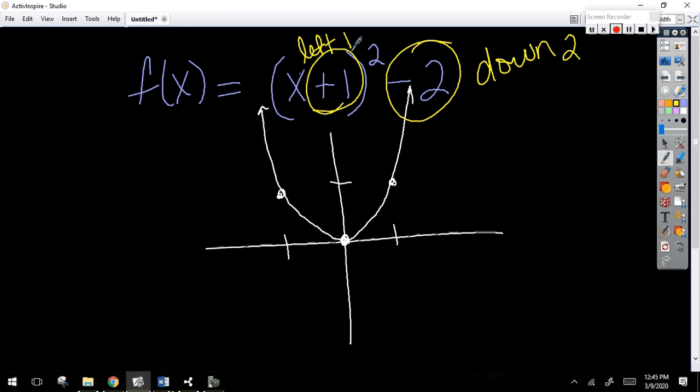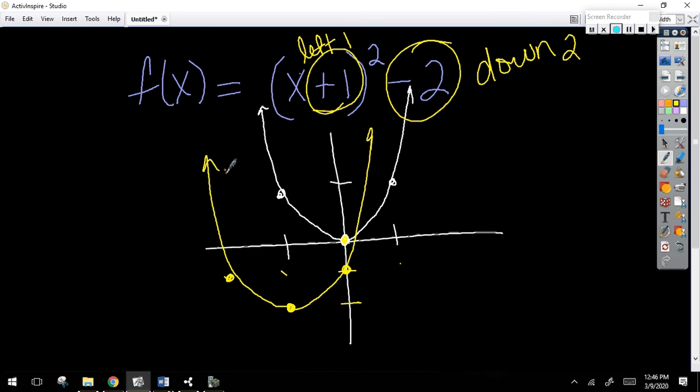Every point is going to go left 1 and down 2. When we're talking about translations like this, it doesn't really matter what order we do those in. We can slide them both at the same time, or do them one at a time. This point, 0, 0, is going to go down 2 and then left 1. Down 2, left 1, for every single point.